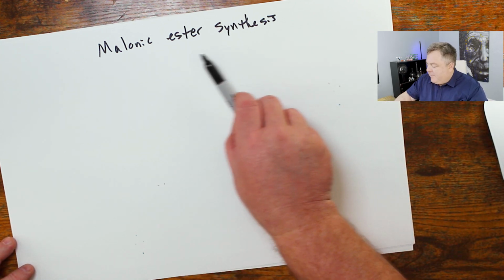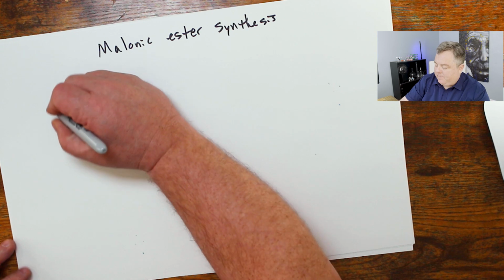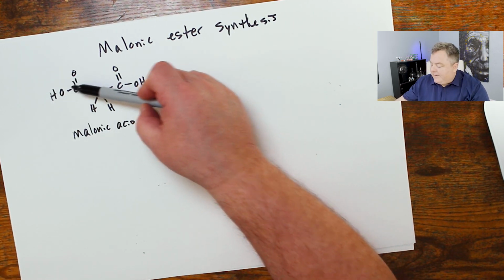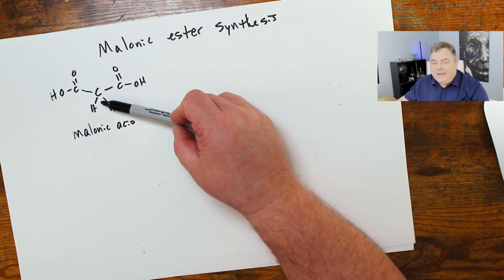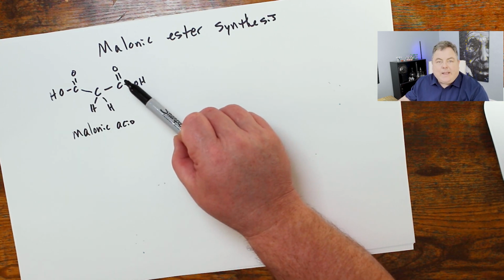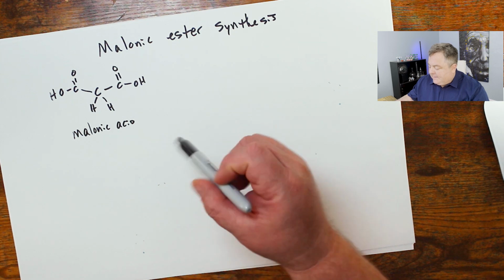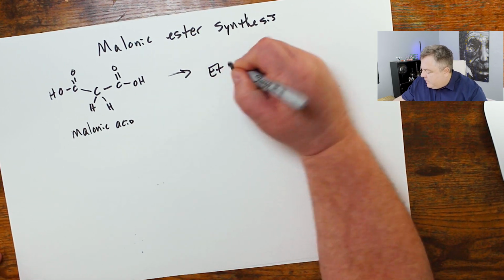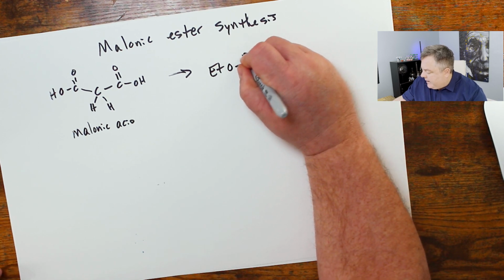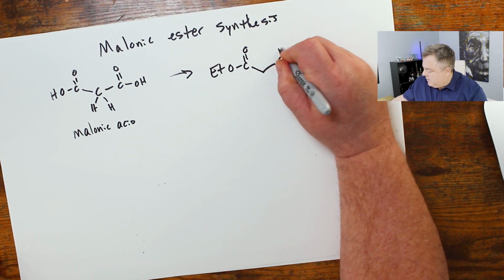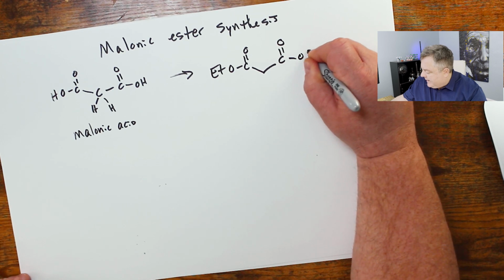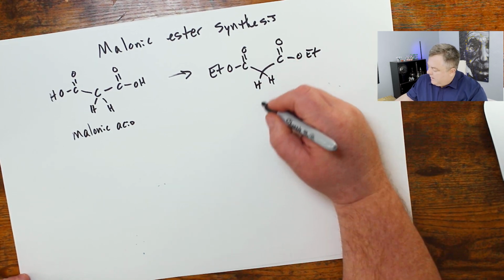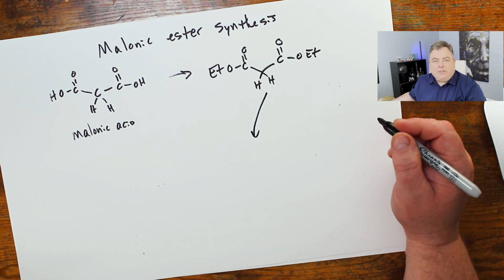Now, where does the name malonic ester come from? Dicarboxylic acids have their own common names. The dicarboxylic acid that has a CH2 between the two carboxylic acid groups is called malonic acid. So malonic ester is the ester made from this. I'll use ethyls, but any ester from malonic acid is called malonic ester. And we're going to use this to do some other reactions.